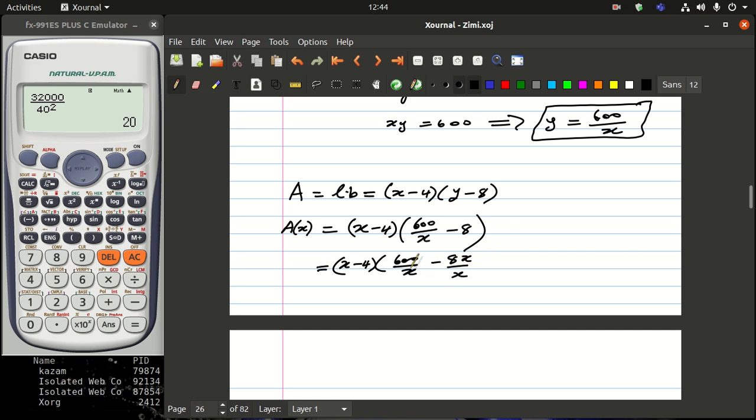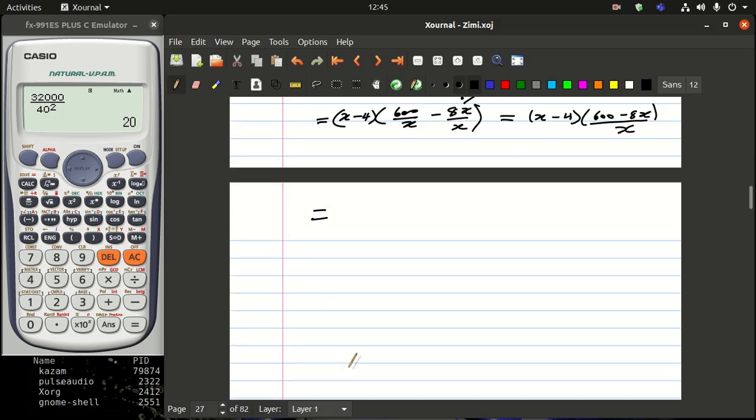What I'm doing here is I took this x and multiplied the numerator and the denominator, because this 8 is the same as 8 over 1. So I multiply and divide this because x and x will cancel out, and we'll end up with the same thing there. But I'm doing this so that I can have a common denominator. So I'll have x minus 4, and then 600 minus 8x all over x. Not x squared, because I want the common denominator.